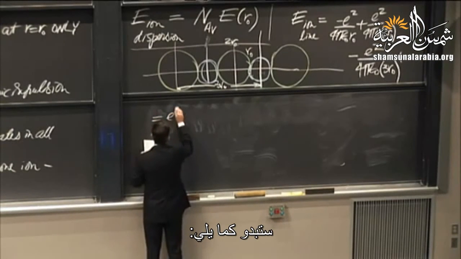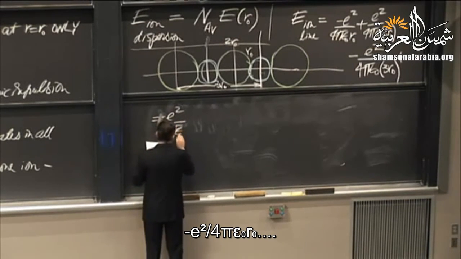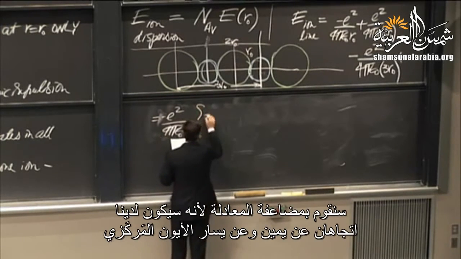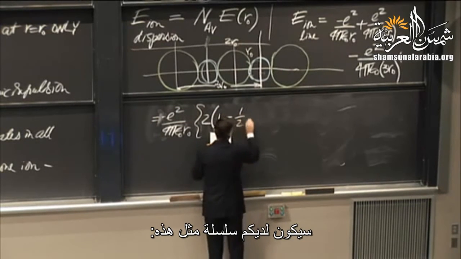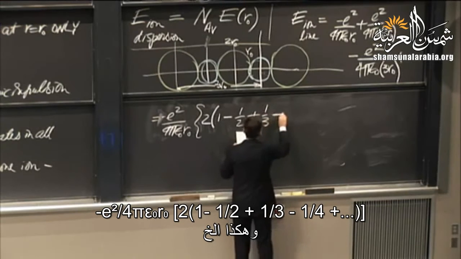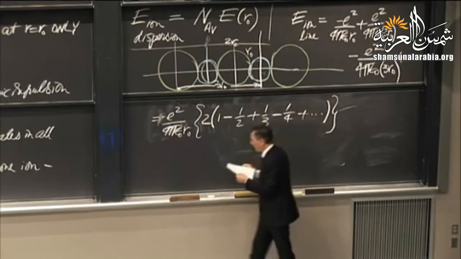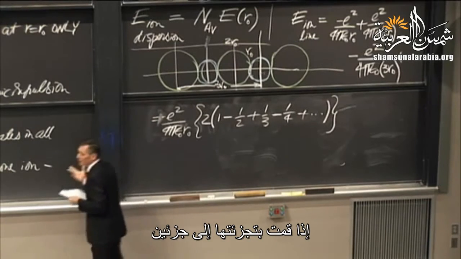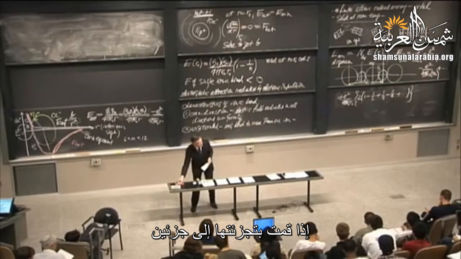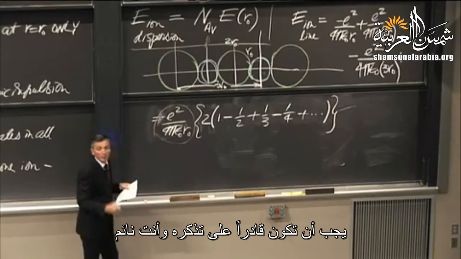At some point, you end up with something that looks like this: minus e squared over 4 pi epsilon 0 r naught, and you're going to double it because you're going to go one side and the other side. And you're going to get a series that looks like this: 1 minus a half plus a third minus a quarter plus blah, blah, blah. I've really broken this into two pieces, so that this coefficient out in front, you should now be able to repeat in your sleep.